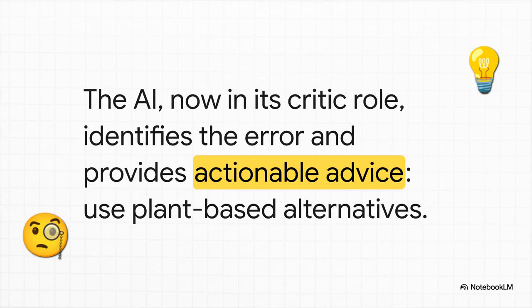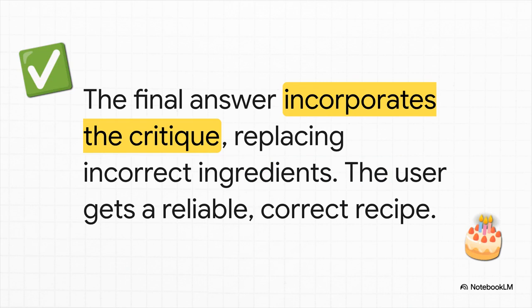Now the second step kicks in, the critique. The AI, wearing its editor hat, analyzes its own draft, and bam, it immediately finds the error. But more importantly, it gives actionable advice. Use plant-based alternatives like almond milk and flax eggs. And here is the payoff. The final answer perfectly incorporates that critique. The milk and eggs are gone, replaced with the correct vegan substitutes. The user never sees that messy back and forth. They just get a reliable, correct recipe.